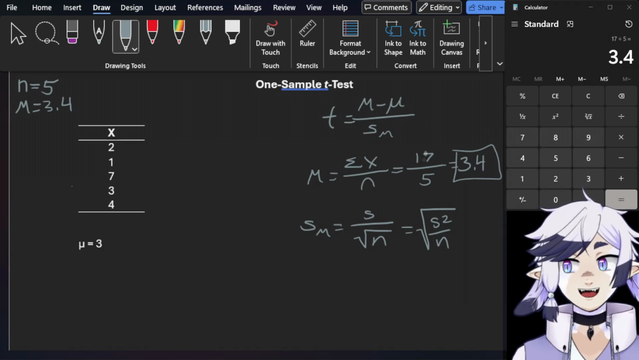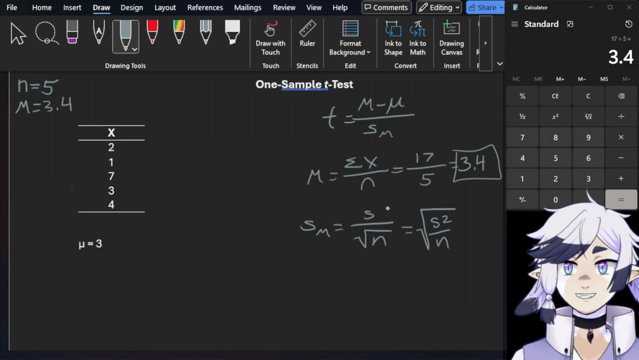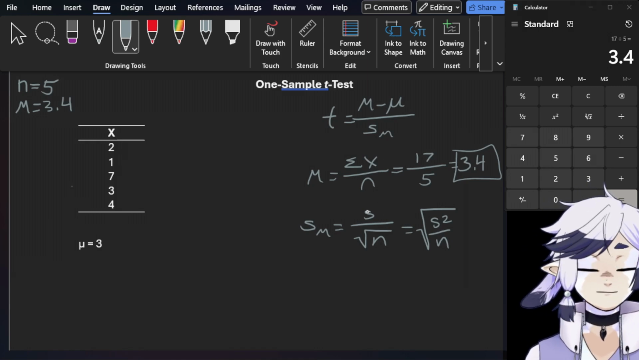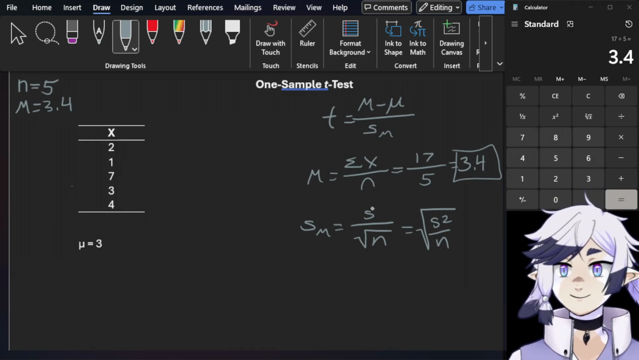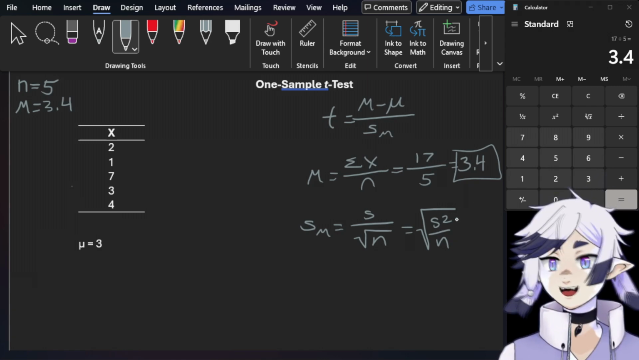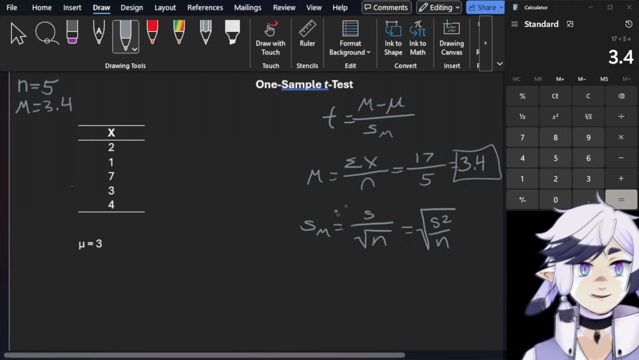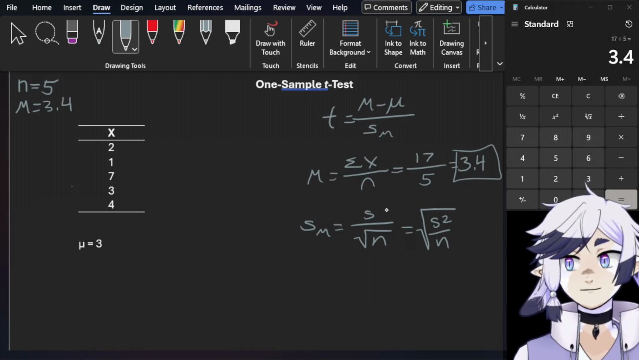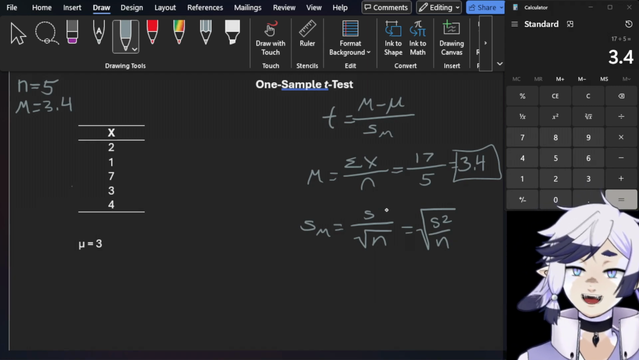So first things first, let's look. Do we have the information that we need to calculate the standard error? This version of the formula calls for the standard deviation, and this version of the formula calls for the variance. We do not have either of those, so we cannot use either of these formulas yet. At the bare minimum, we need the variance, or we can get the standard deviation.